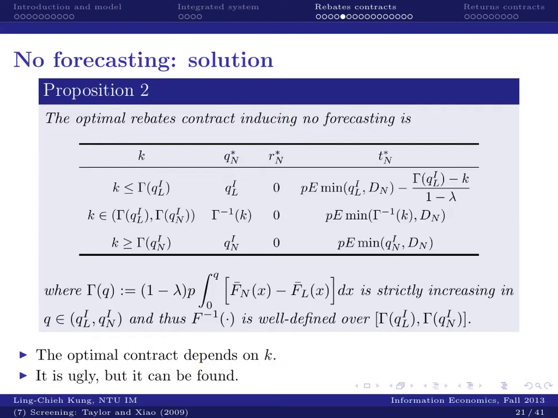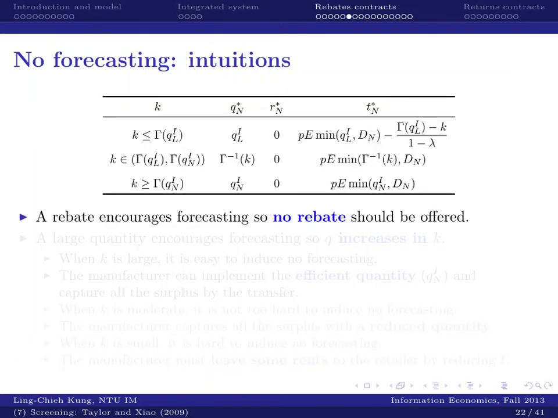Another thing is that even though it is very ugly, somehow it can be found. Okay, and with this, we're going to say more about what's going to happen and our intuition about the optimal rebate contracts. Okay, so this is the summary of our contracts. First thing we observe is that a rebate encourages forecasting, and that's why no rebate should be offered.